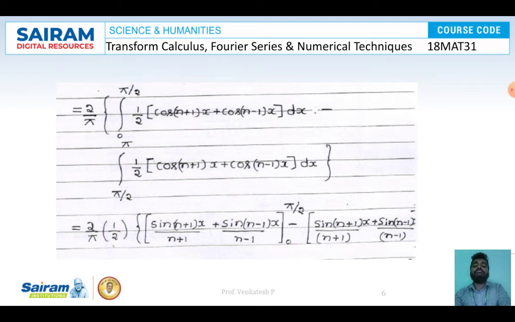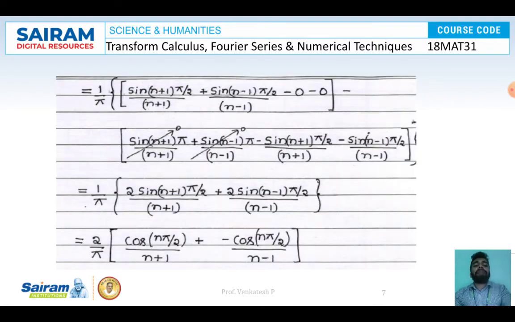Now after integration, we get 2 by pi, with the constant 1 by 2 taken outside, and cos becoming sin in the entire expression. So I get sin of n plus 1 x by n plus 1 plus sin of n minus 1 x by n minus 1 with the limit 0 to pi by 2. Same thing here also: sin of n plus 1 x by n plus 1 plus sin of n minus 1 x by n minus 1 with the limit pi by 2 to pi.